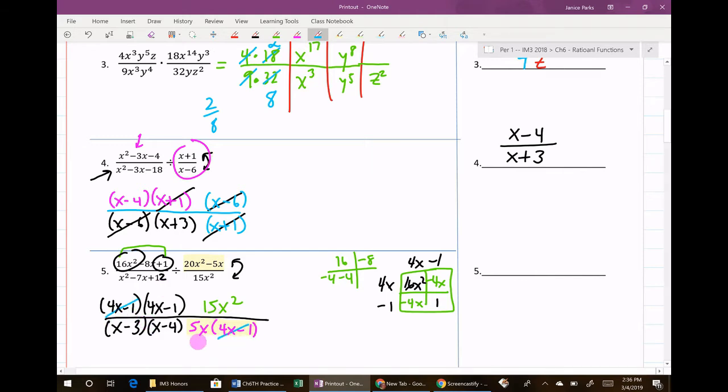The 5 and the 15 do reduce, so I can cancel the 5 and the 15 three times. I'm going to circle it to make sure that I still have it. And then the x and the x squared also reduce. So the x goes into x squared and you have x left. So at the top, I have 3x and 4x minus 1. And at the bottom, I have x minus 3 and x minus 4.